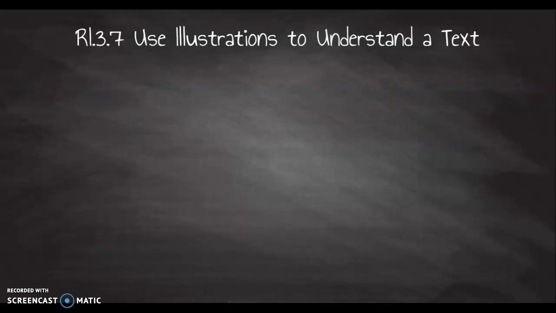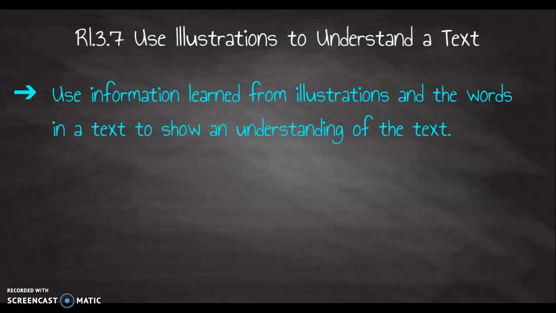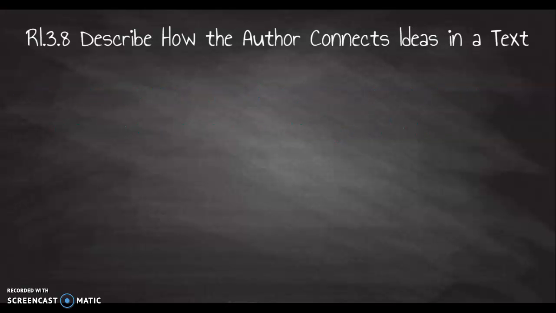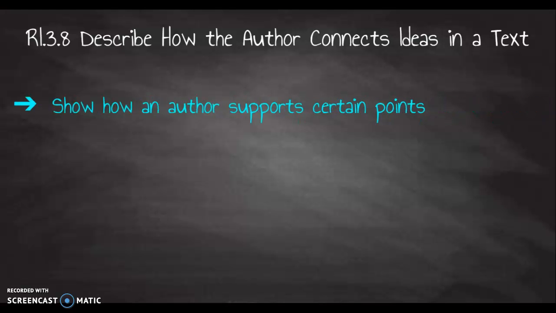We move into the third 9 weeks with RI 3.7 being introduced, which is using illustrations to understand a text. So students will use information learned from illustrations and the words in a text to show an understanding of that text. RI 3.8 is describing how the author connects ideas in a text. So students will show how an author supports certain points that they make.